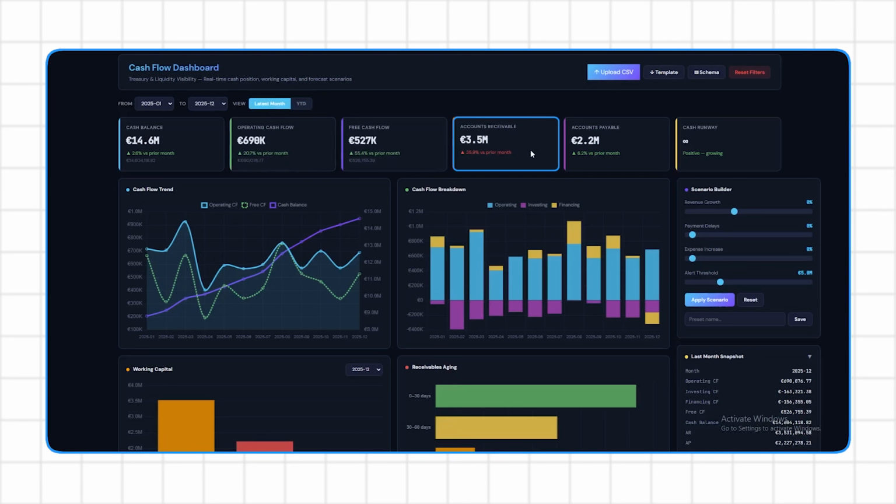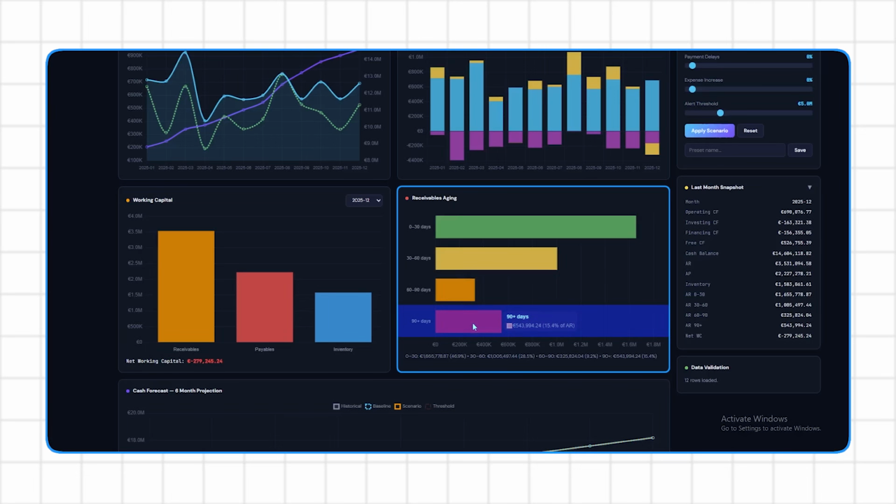The receivables aging breakdown surfaces a specific collection opportunity. Of the 3.53 million euros in total AR, about 544,000 is more than 90 days overdue, which represents roughly 15% of receivables. That concentration in the 90-day plus bucket is a clear signal for the collections team.